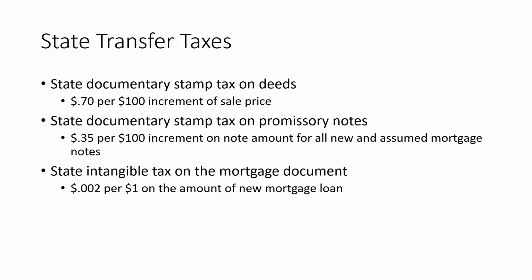Okay, to continue part two, we're going to talk about state transfer taxes. At closing, whenever we record a new deed or a mortgage, we have to pay the state some stamp taxes. On the deed, it is 70 cents for every $100 you put down on the sales price. On the mortgage note, it is 35 cents for every $100. And on the mortgage document itself, we don't have a per increment on $100. We just multiply the total amount by 0.002 for every dollar.